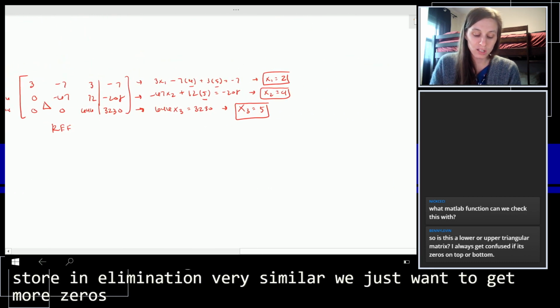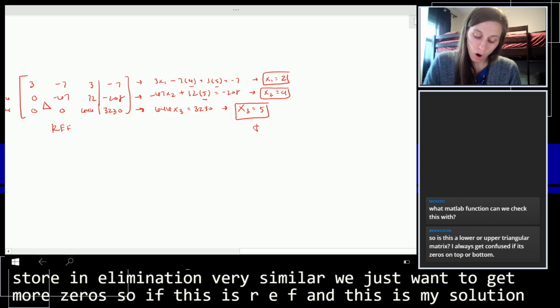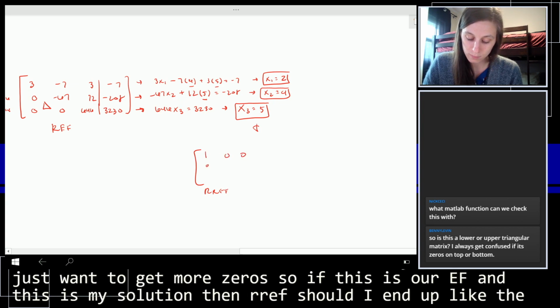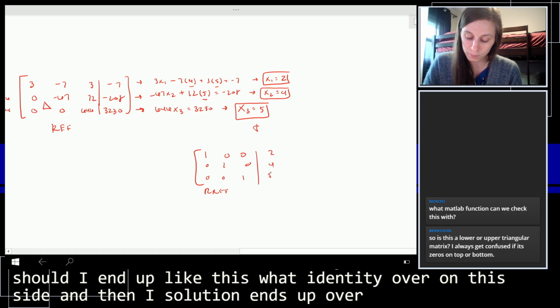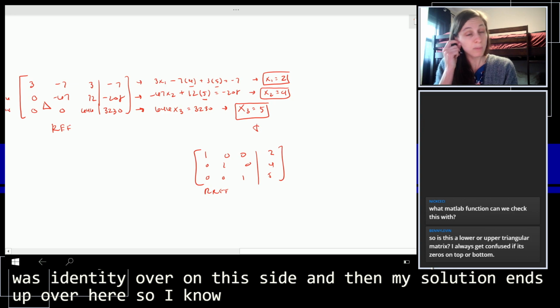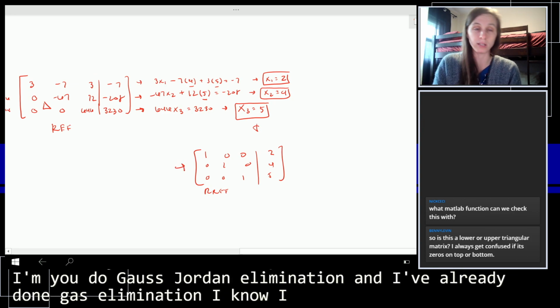So if this is REF, and this is my solution, then our REF should end up like this, with identity over on this side, and then my solution ends up over here. So I know that if I'm going to do Gauss-Jordan elimination, and I've already done Gauss elimination, I want my result to end up like this.